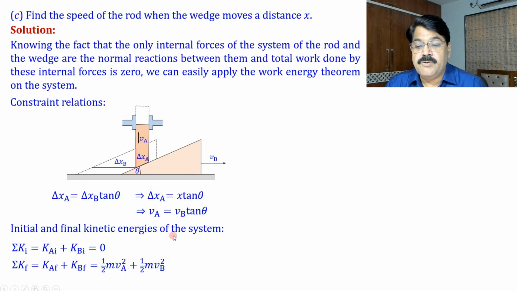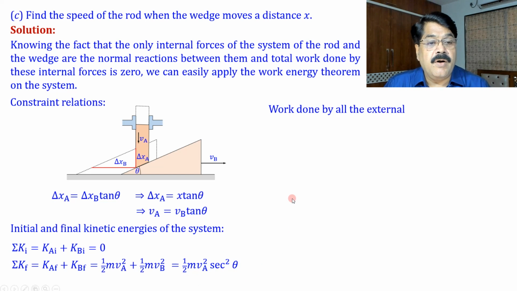And by using the constraint, what we get? Half m VA square sec square theta, because we have to find velocity of A, so we substitute velocity of B. So that is the final kinetic energy of the entire system.